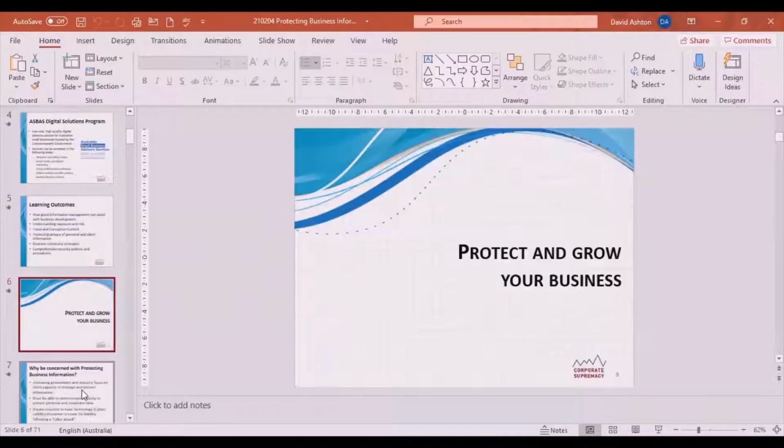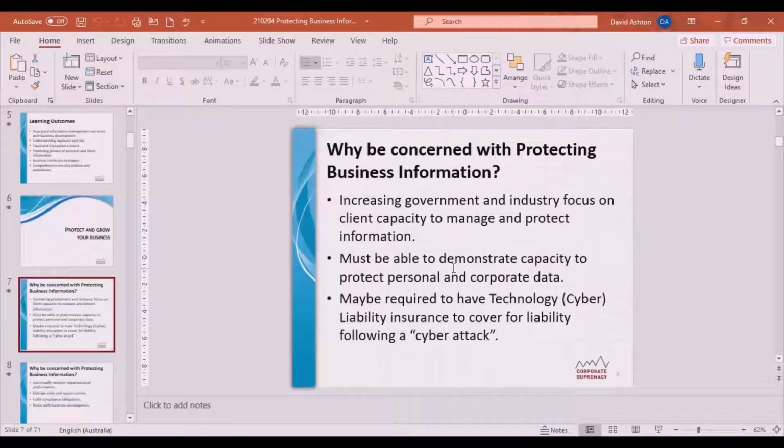That's why I focus on protect and grow your business, because on the one hand you're trying to protect your business information and your corporate knowledge, and on the other hand you're trying to grow your business. I do see some synergies there, particularly in relation to other areas that I advise on, such as tenders and business wins, demonstrating your organisational capacity to your prospective clients, and how you run your business. There's an increasing focus in government and industry on your capacity as a business to manage and protect information, whether it be your own corporate information or the client information that you have at hand.